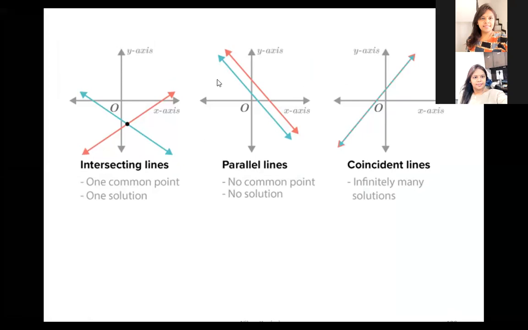The second condition is you have two lines but they are not intersecting. They are parallel to each other. That means you don't get a solution, because these two lines have no common point. And the third condition, you have two lines that both have the same equation. That means they coincide with each other. One line overlaps the other line. So it has infinitely many solutions.